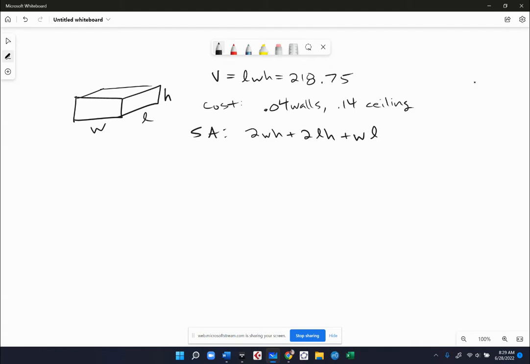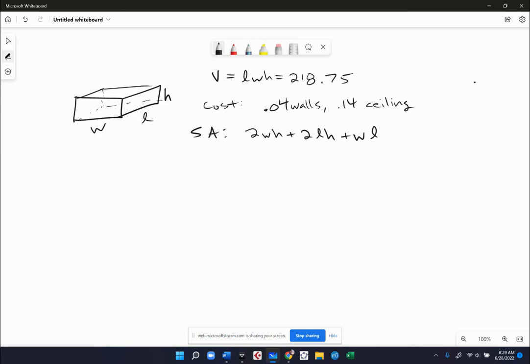So the surface area of the room consists of, well, let's see, we have the front and the back. So that's, let me finish drawing the room. That's 2 times the width times the height for the front and the back. We've got the sides, which is 2 times the length times the height, right? Because there's two of them. And then there's only one ceiling, right? Nope, we're not painting the floor. So the ceiling is just width times length, W times L.